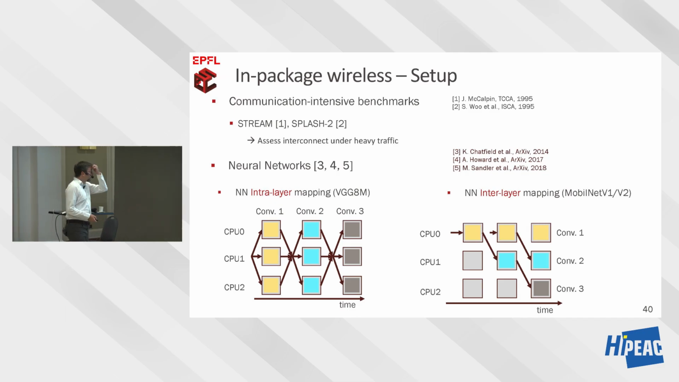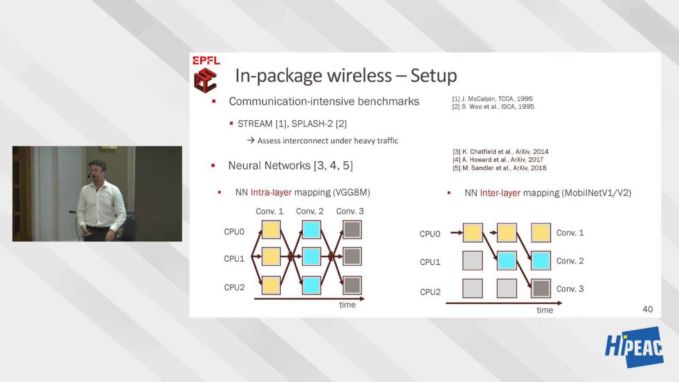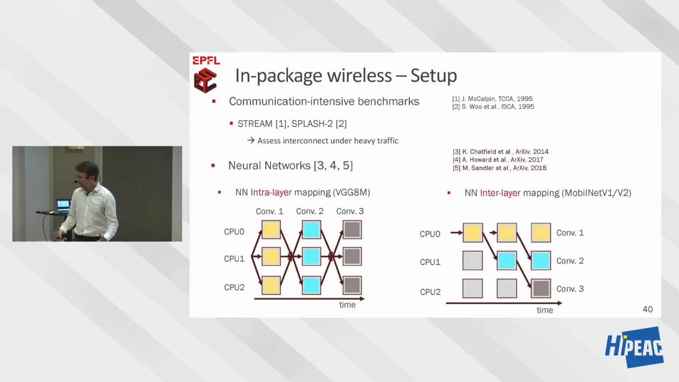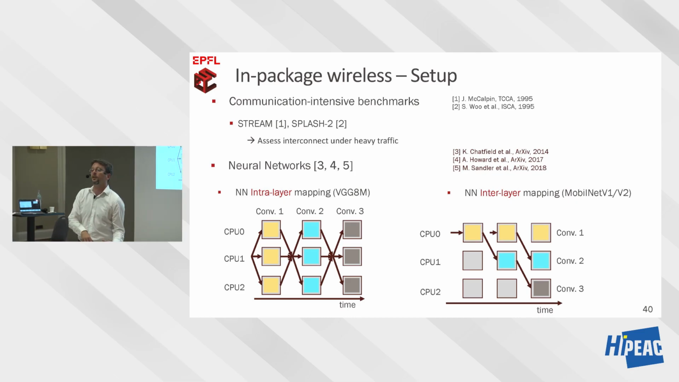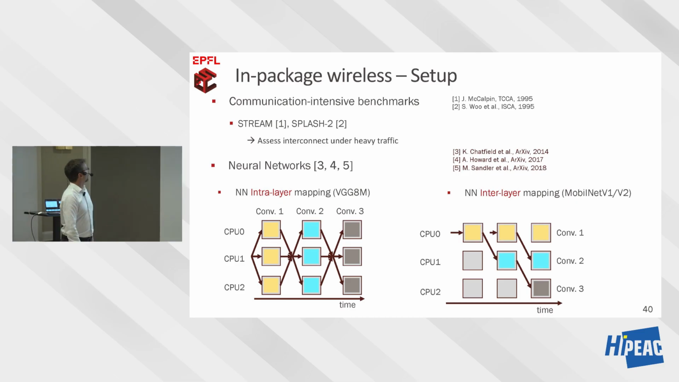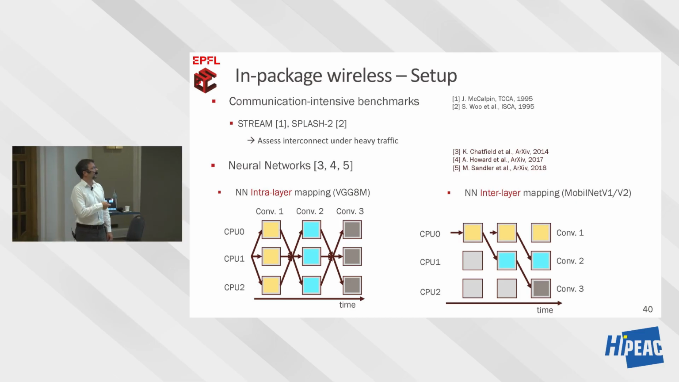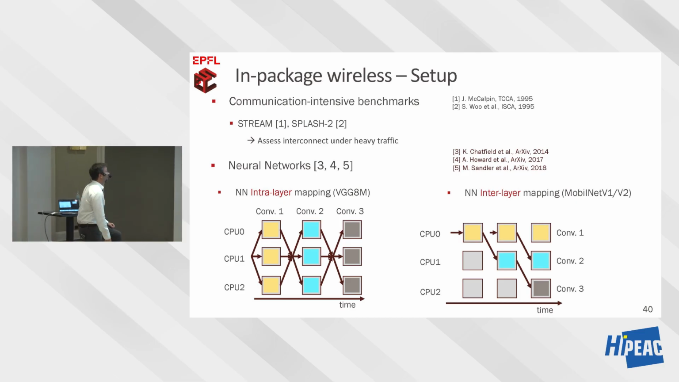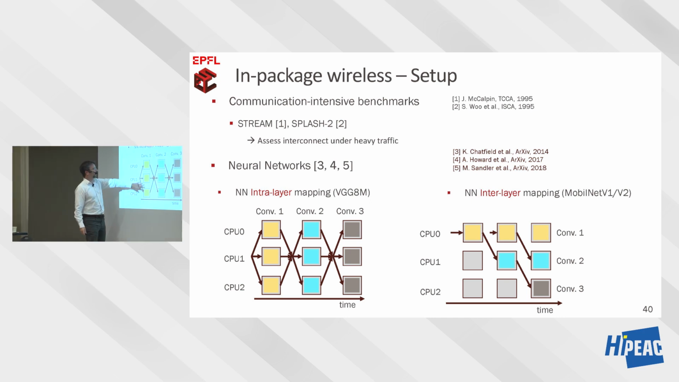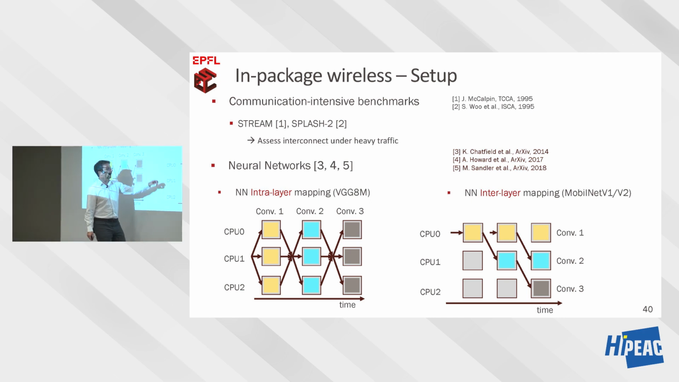As for the workload, we started super simple, so these stream workloads are just trying to exercise the wireless links as much as possible. They are the simplest application you can think about, but also in our case, kind of the worst case scenario, because nothing will use the links more than that. And then we also looked at CNNs, either mapping part of the layer in each of the cores or mapping one layer into one core.